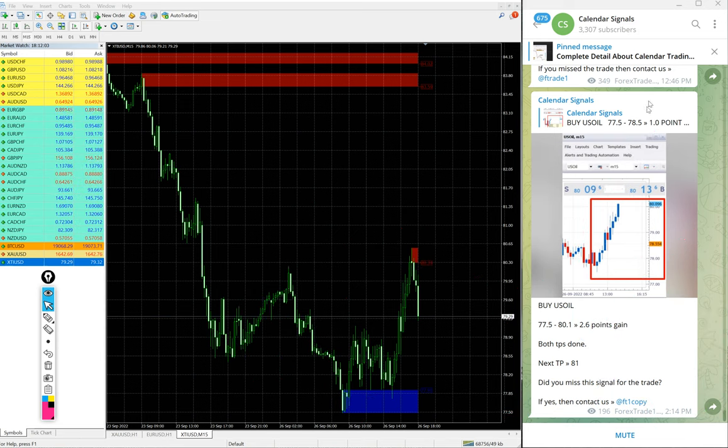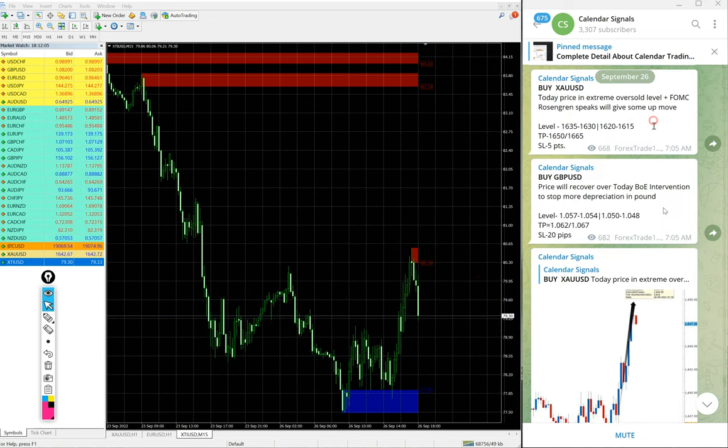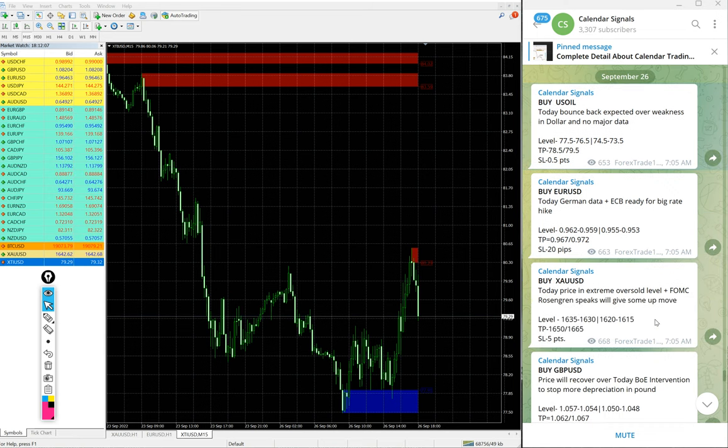Those who followed our message would have made huge profit on this signal today. And you see the signal posted message, the given targets 78.5 and 79.5. Both the targets reached, it further moved and gave huge profit of 3.1 point gain. Both targets reached.